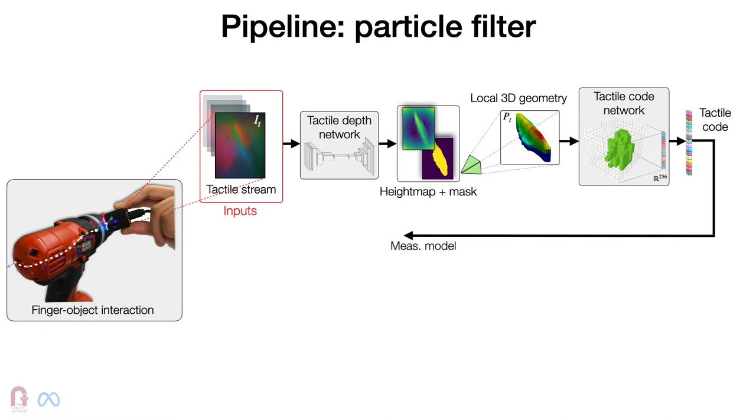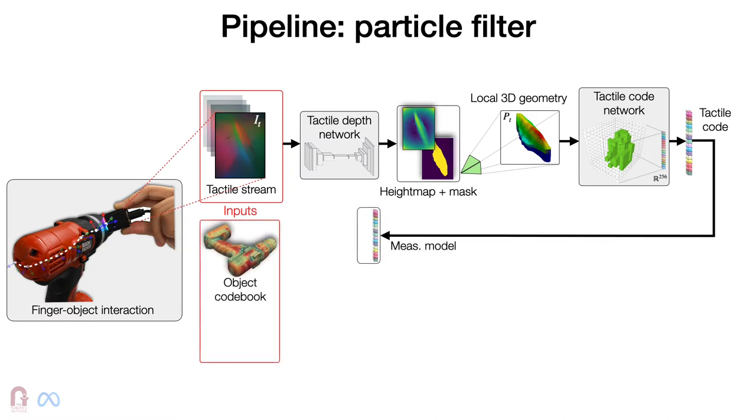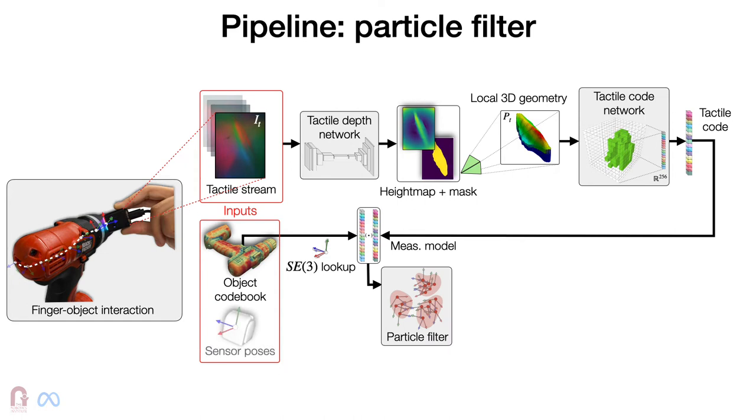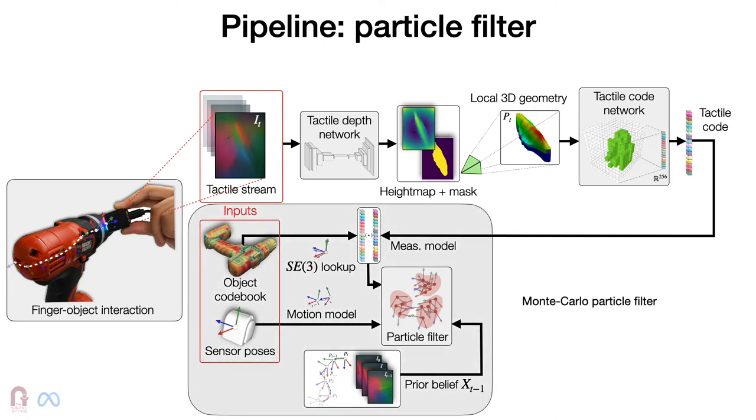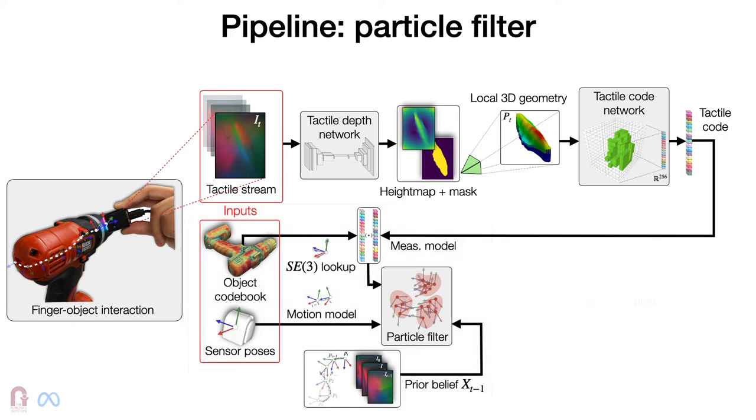These learned embeddings can now be matched up against a pre-generated dictionary for each object. The cosine distance between the embeddings serves as a likelihood score. The final part is using this measurement model along with sensor pose information in a particle filter. This gives us downstream tracking over time that we can nominally run at 10 to 15 Hertz.